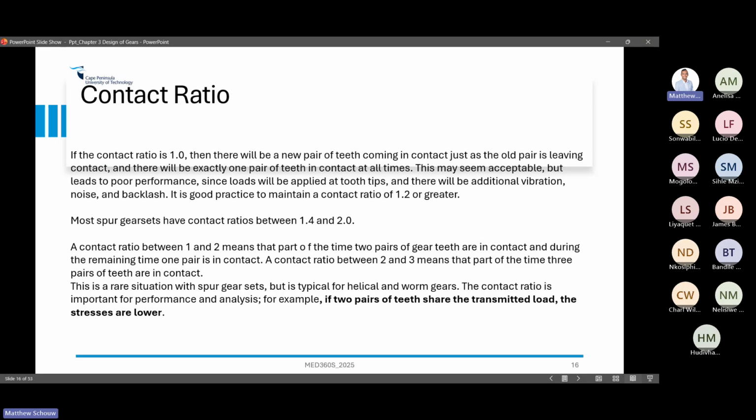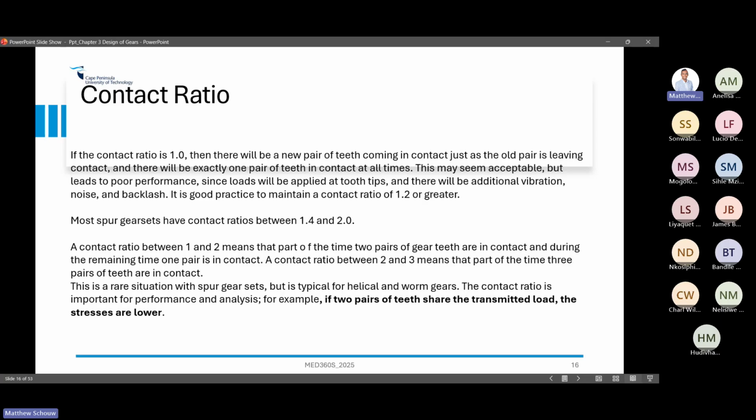This may seem acceptable, but this leads to poor performance, since loads apply at the tooth tips, as you'll see with the forces coming up. There'll be additional vibration, noise, and backlash. So it's good practice to maintain a contact ratio of 1.2 or greater, right? Again, most spur gears have a contact ratio between 1.2, 1.4, and 2 as stipulated. And what it says there, a contact ratio between 1 and 2 means that at least 2 pairs of gear teeth are in contact part of the time, and the remaining time 1 pair is in contact, right?